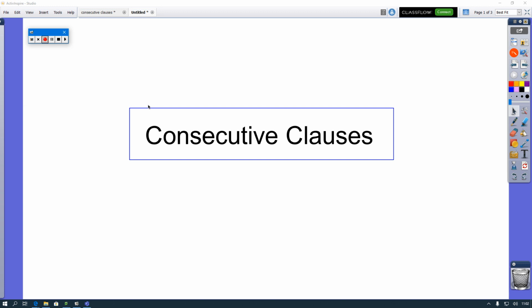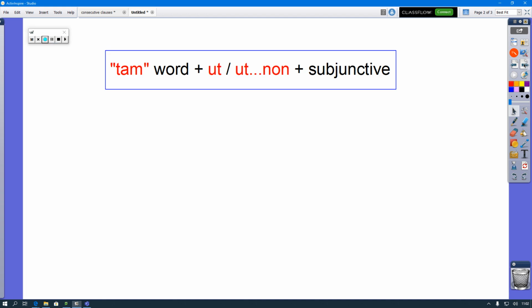This video shows you how to spot and how to translate a consecutive clause. Now the basic formula for the consecutive clause is that we have ut and the subjunctive, and this is very similar, of course, to indirect command and a final clause. But we're also going to have a tam word, so a word to do with "so", in the first half of the sentence. Also, when we get to the negative, instead of having ne, the negative for a consecutive clause is ut non.